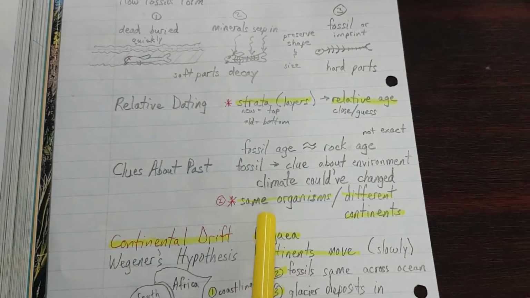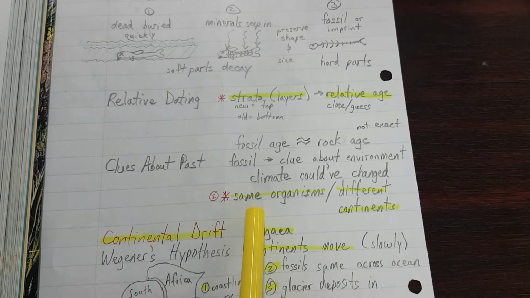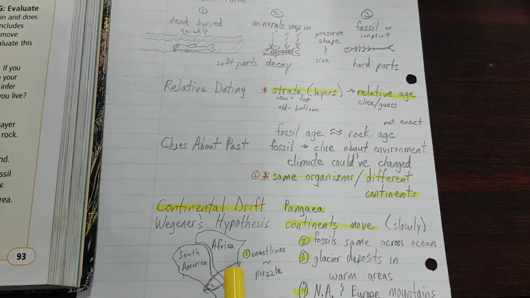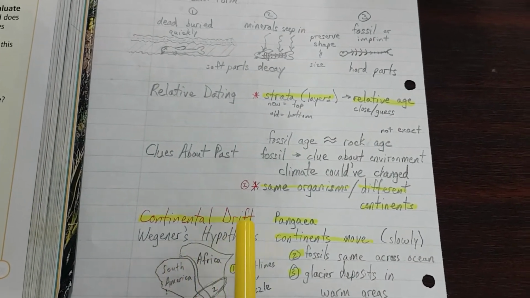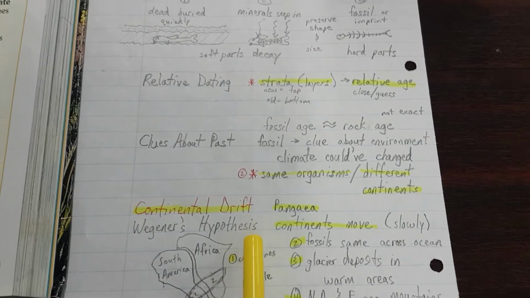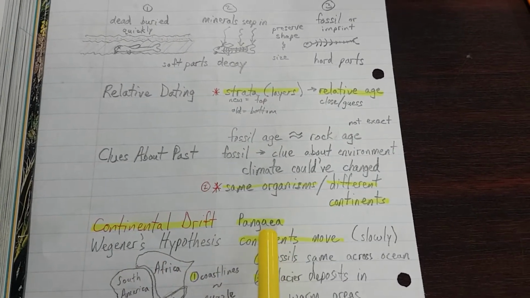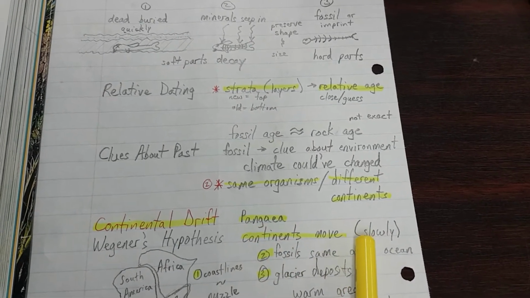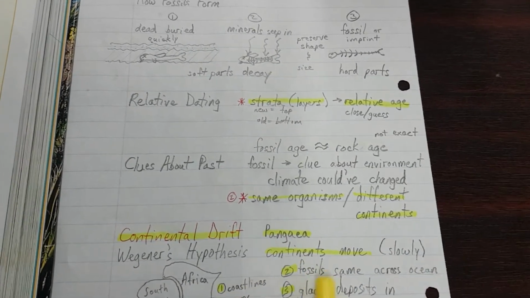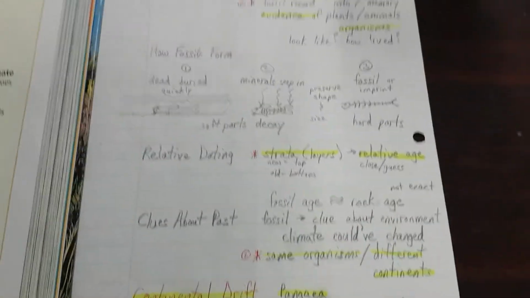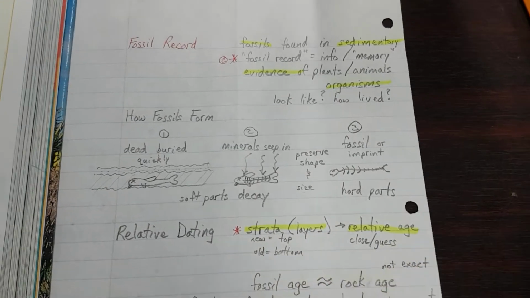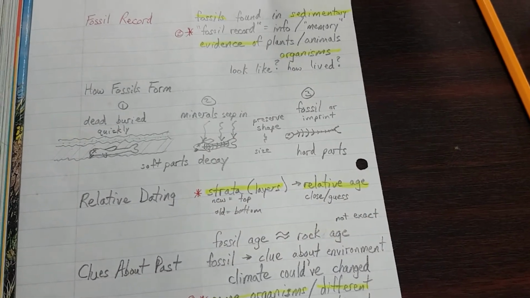One of the pieces of evidence that Earth is changing is that the same organisms are being found on different continents. This supports the continental drift hypothesis, that all the continents used to be one giant landmass called Pangaea, but over time they have slowly moved apart. Okay, so we talked about the pieces of evidence, we talked about the continents, Pangaea, and then we would figure out a way to squeeze in strata and relative age when we write it down in our paragraph.